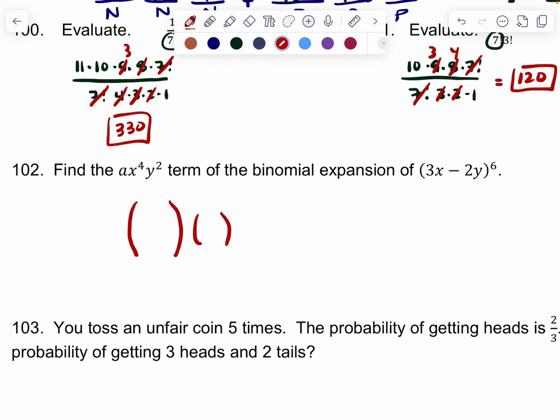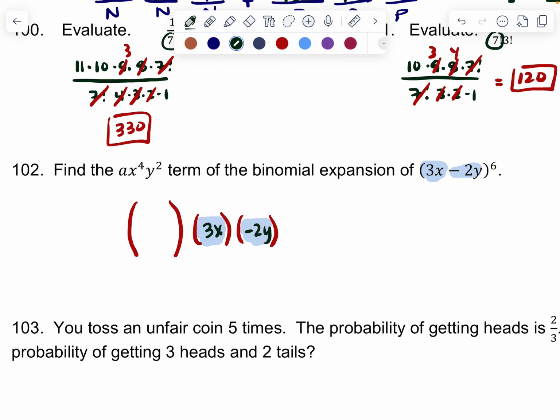Remember doing this? Okay, so first things first, I need to figure out what is going to go in here. That's the easy part. That's going to be this 3x and this negative 2y. Take the sign with it, right? So I'm going to have a 3x and a negative 2y.